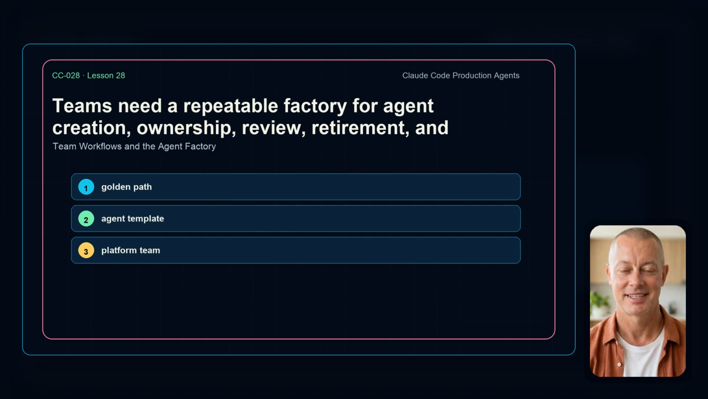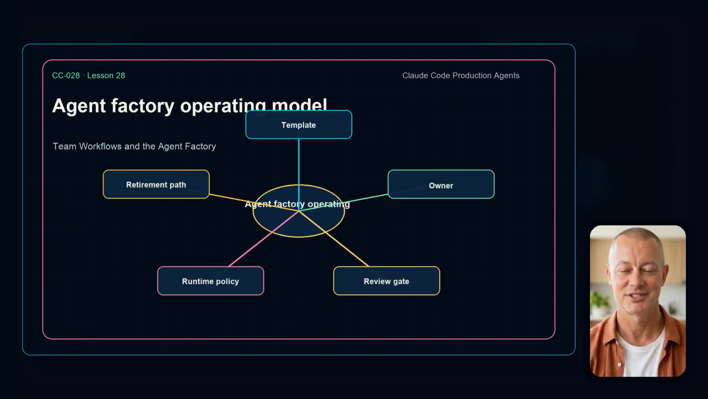The core idea is this: teams need a repeatable factory for agent creation, ownership, review, retirement, and improvement. That means the answer is only one part of the system. The path, controls, ownership, and recovery plan matter just as much.